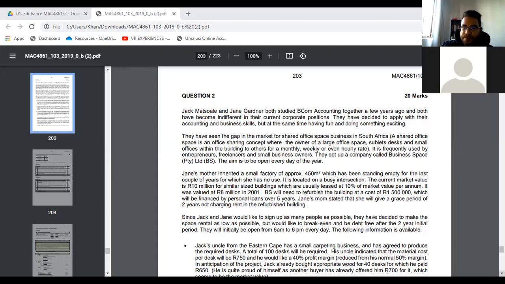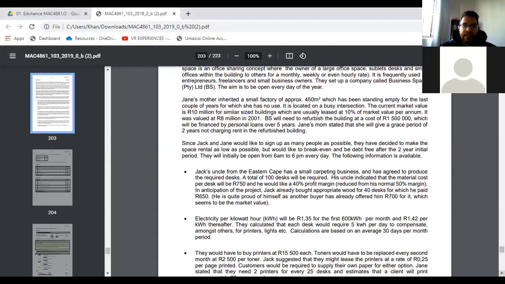Okay, so let's have a look. Jane's mother inherited a small factory of approximately 450 meters squared, which has been standing empty for the last couple of years, for which she has no use. It is located on a busy intersection. The current market value is 10 million rand for a similar size building, which are usually leased at 10% of the market value per annum. So 10% of the market value per annum is a million rand per year. It was valued at 8 million rand in 2001.